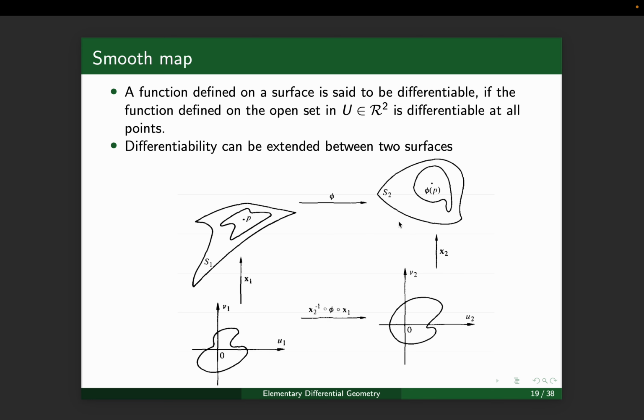If it is differentiable to all orders, then we call this map a smooth map between the two surfaces. And if its inverse is also smooth, then we call this phi a diffeomorphism.